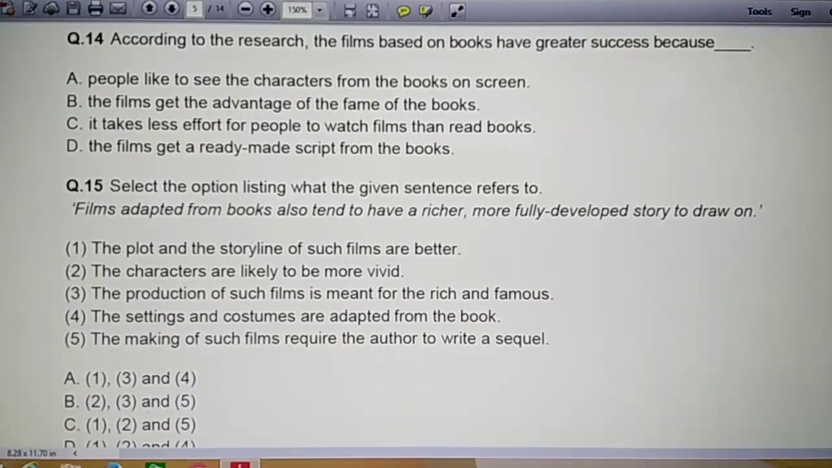Now question number 14. According to the research, the films based on books have greater success because... Option B is the right one. The films get the advantage of the fame of books.